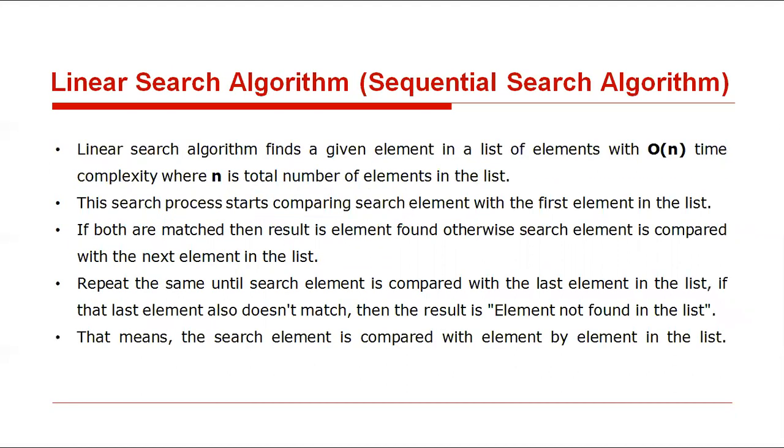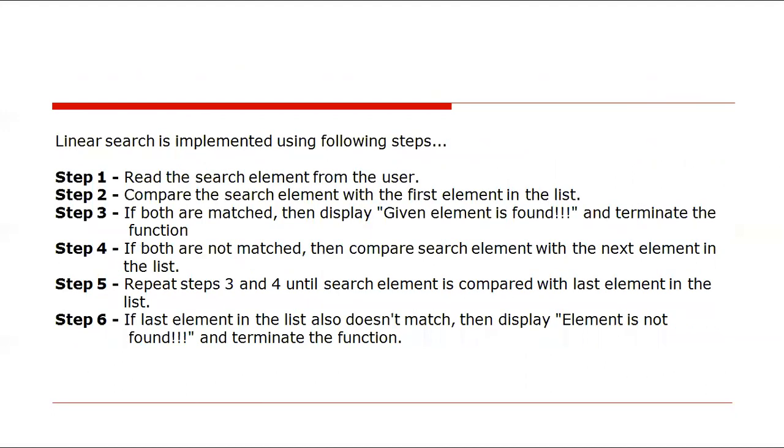The first one is the linear search technique. The linear search technique is also called the sequential search algorithm. So linearly, sequentially. Linear means one after another we can search the element: first element, second element, third element, fourth element, until the search succeeds or the last element is completed. Clear? So this is the algorithm for linear search.